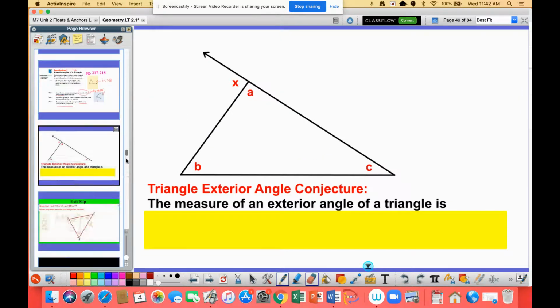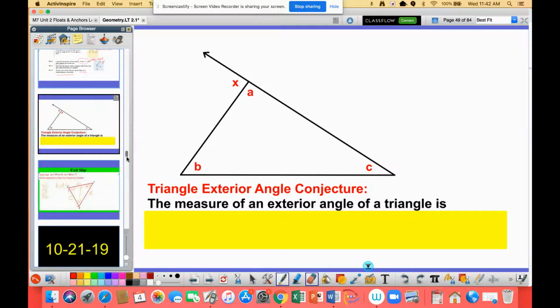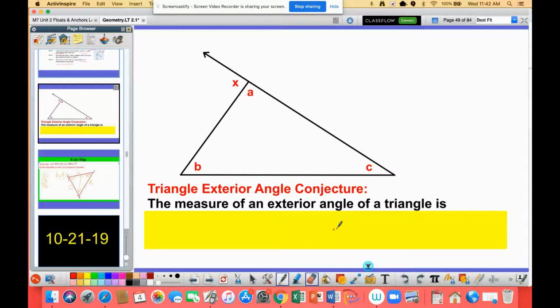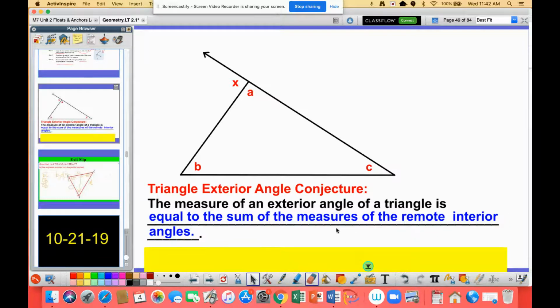And here we have our triangle exterior angle conjecture. With this, it tells us the measure of an exterior angle of a triangle is equal to the sum of the measures of the remote interior angles.